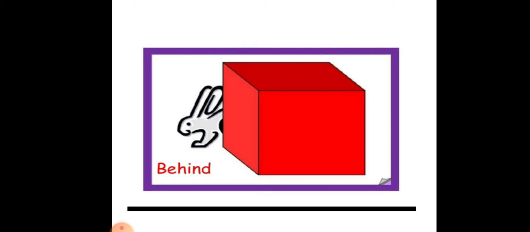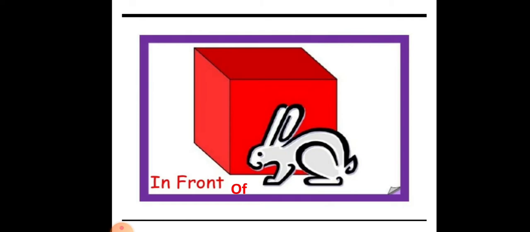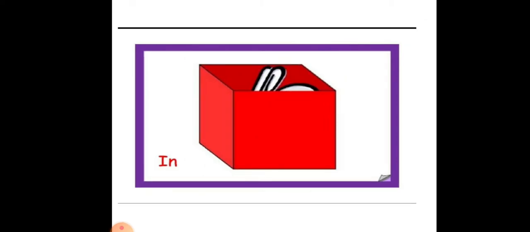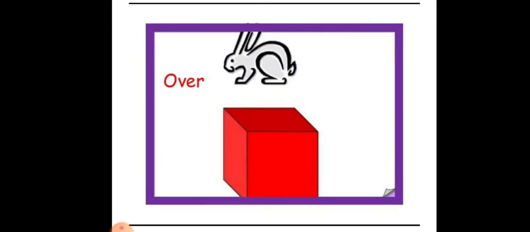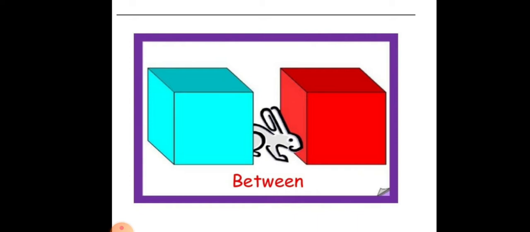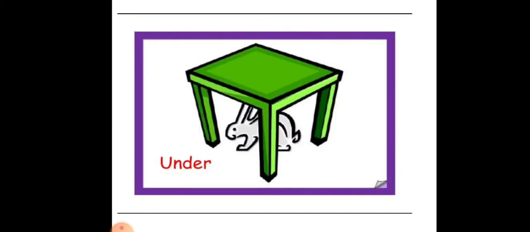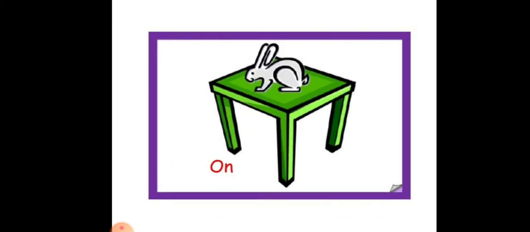This is a position of behind. The rabbit is behind. Here, the rabbit is in front of. Here, the rabbit is in the box. Here, the rabbit is over the box. Here, it is between. Here, he is under. Okay, here it is on.